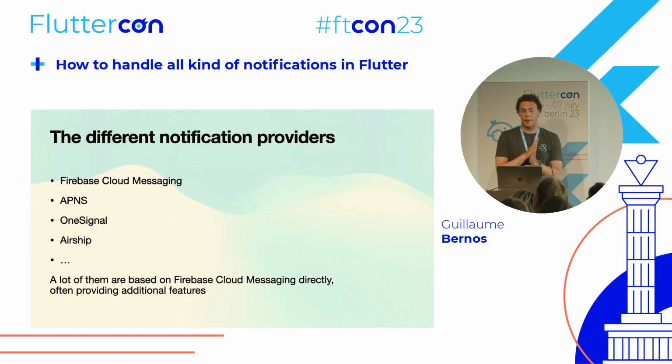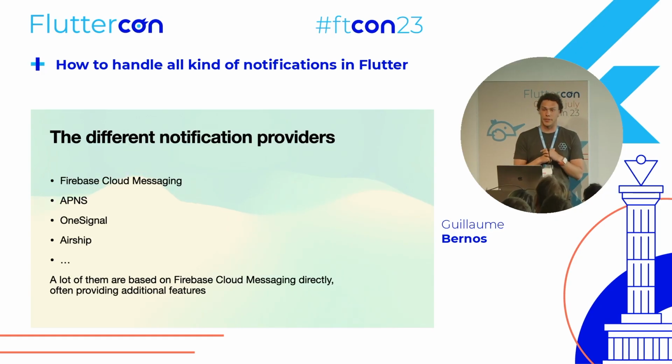So first, I'm going to talk about the different notification providers there are. So there is Firebase Cloud Messaging, which is really useful and almost mandatory if you want to send notifications on Android. There is APNs, which is the same thing for Apple. And then there are a lot of different notification providers, for example, OneSignal, Airship, and a lot of other ones. The nice thing to see is that the Flutter frameworks are often based on Firebase Cloud Messaging, either directly by using the Flutterfire package or directly using the native implementation and rebuilding above it.